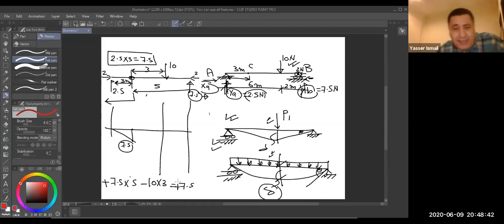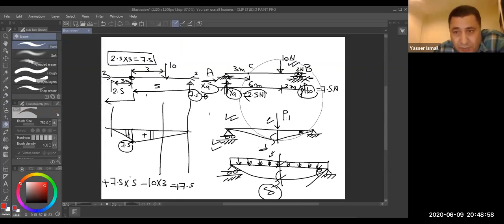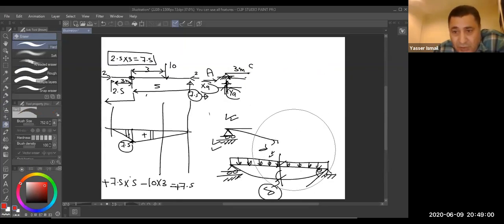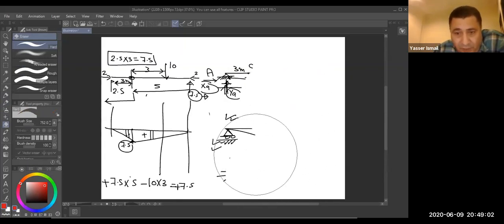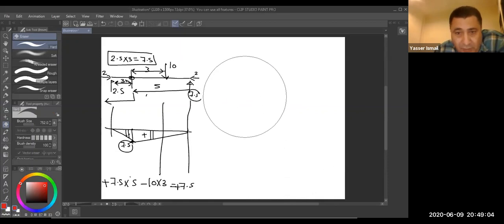How are we saying that? That means the moment here is positive. Why positive? I will tell you the technique to define positive and negative moment.